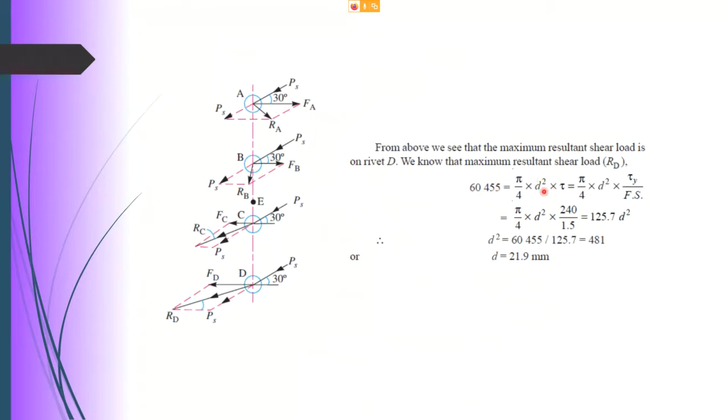Then make the diameter the subject. Now the shear stress given is ultimate, if I'm not mistaken. That is why you divide by the factor of safety, which is given as 1.5 for this question. From that, you can find out the diameter of the rivet to be 21.9 mm. So actually, you can assume it as 22 millimeter. Always larger but not smaller than this value. Okay, that's for this example. Thank you very much.